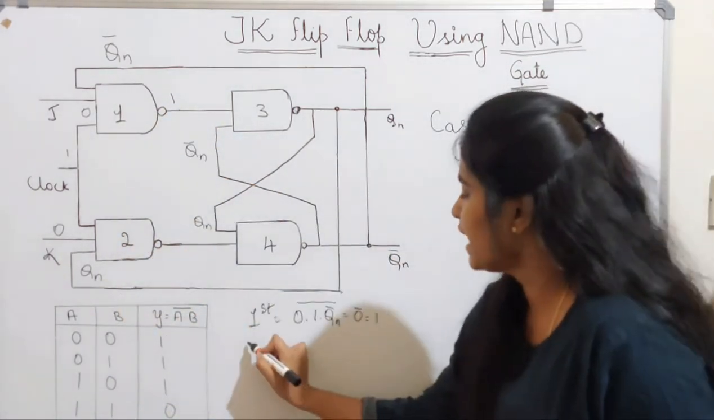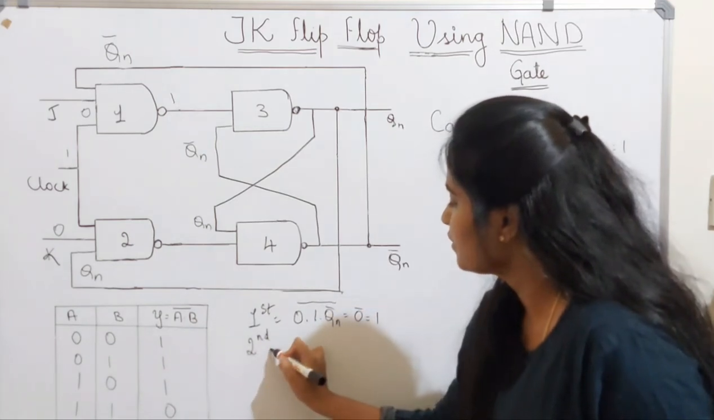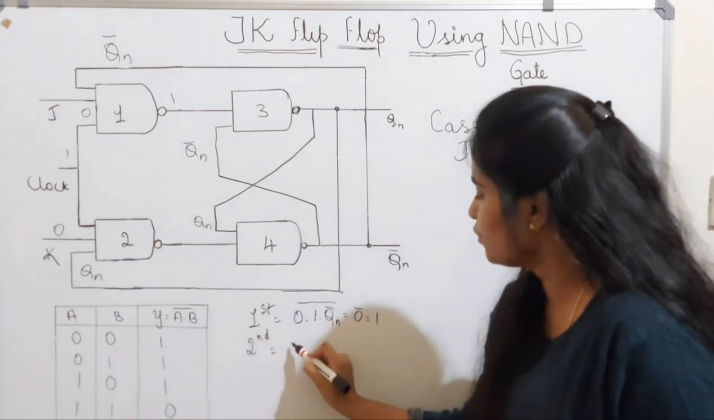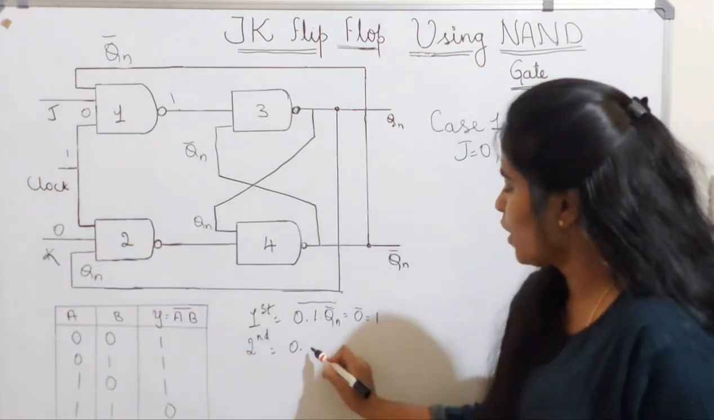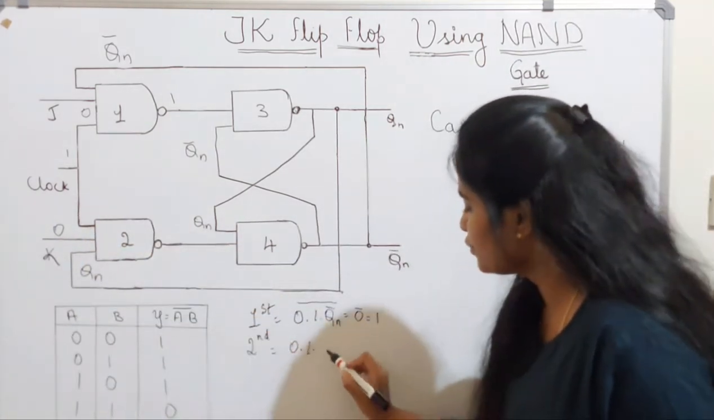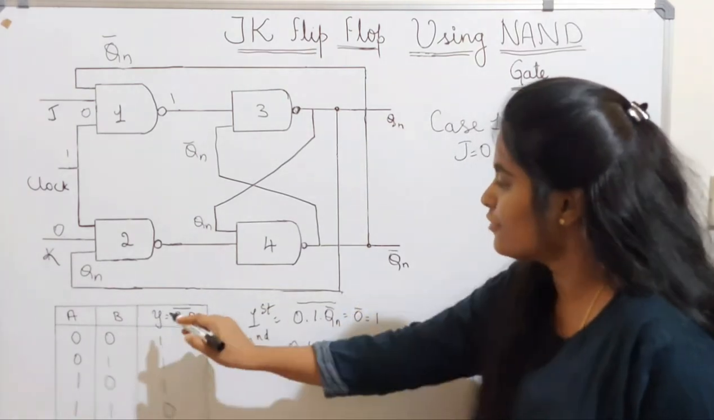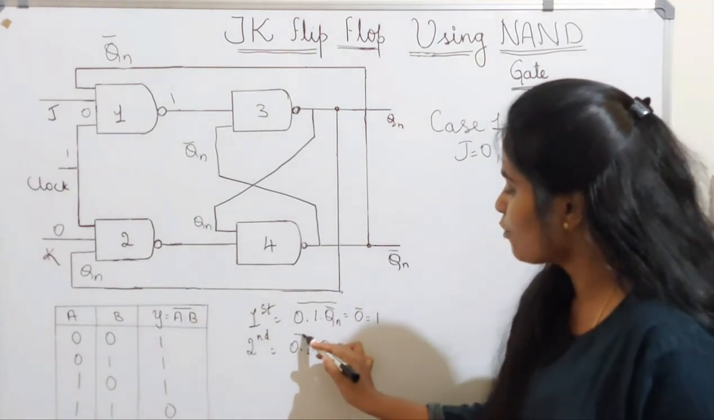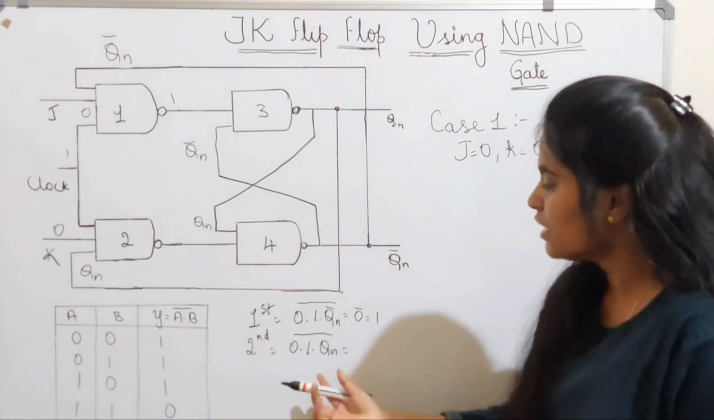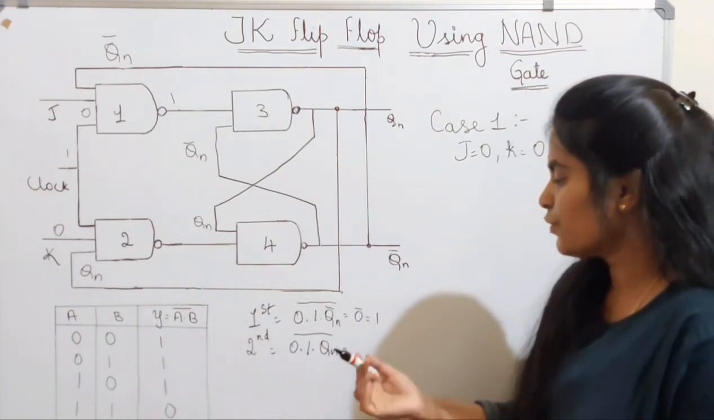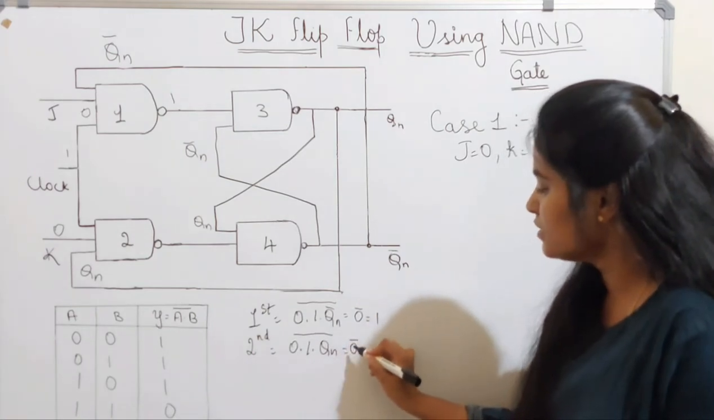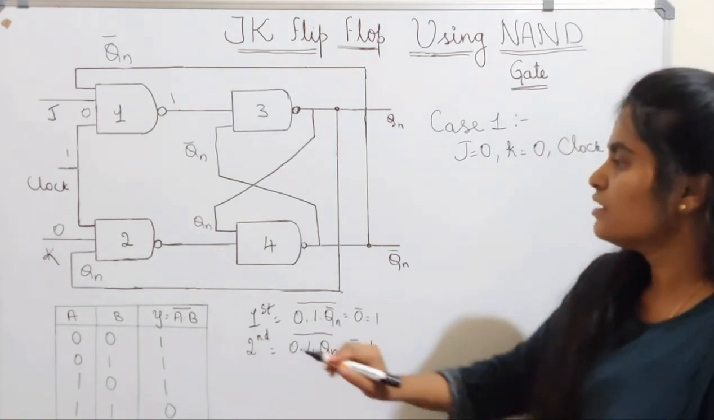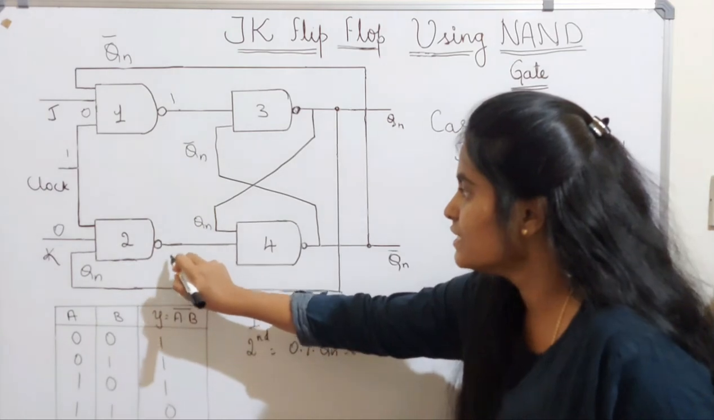Let's move on to the second NAND gate. The first input is 0, second input is 1 and the third input is Qn. Reference to the expression, I am complementing all the 3 values. Any value multiplied with 0 is 0. So it is 0. I am writing this complement here. 0 complement is 1. So the output of the second NAND gate is 1.